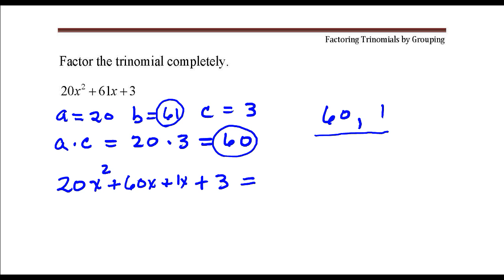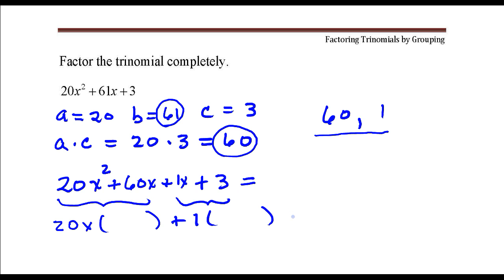Okay, so you have a four-term polynomial, and we can use factoring by grouping to factor this. I'm going to factor the greatest common factor out of the first two, and factor the greatest common factor out of the last two terms. Greatest common factor of the first two terms is 20x. Greatest common factor of the last two terms is 1. Okay, so if I factor 20x out of the first two terms, I'm left with x plus 3. If I factor 1 out of the last two terms, I'm left with x plus 3.